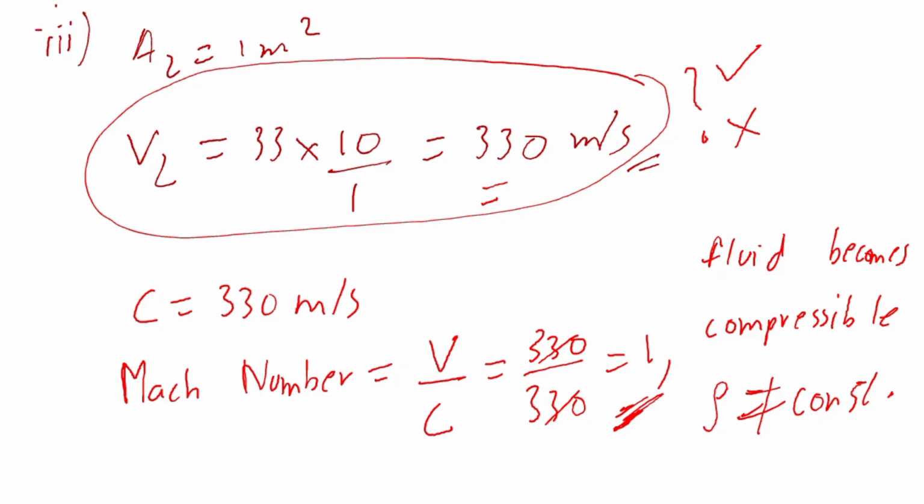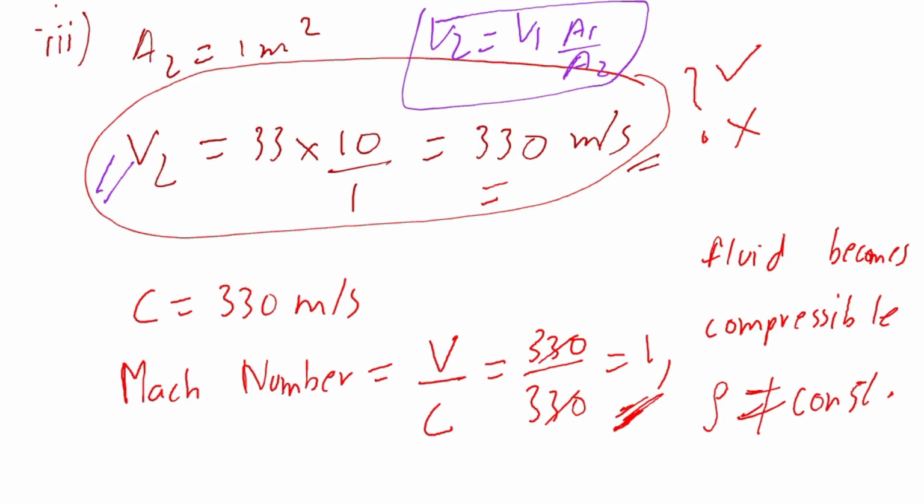Okay, so if your density is no longer constant, this whole relationship that we came up with, V2 is equal to V1 times A1 by A2, was derived based on the fact that the density is constant. Now since the density is not constant, this relationship does not hold true anymore. And this is the whole point of being mindful of the assumptions that go into it.